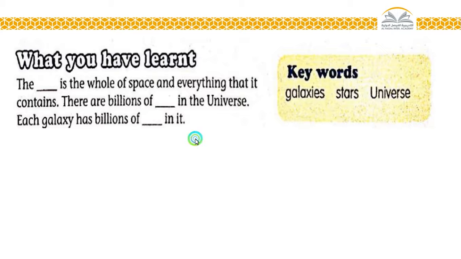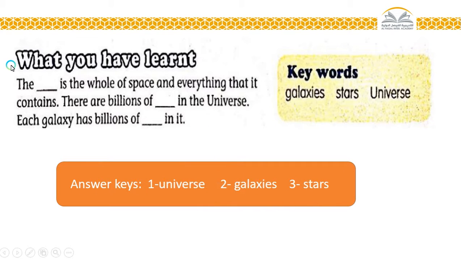Perfect. So the answers now. The universe is the whole of the space and everything that is contained in it. There are billions of galaxies in the universe, and in the galaxies there are billions of stars. Yes, it is like that.